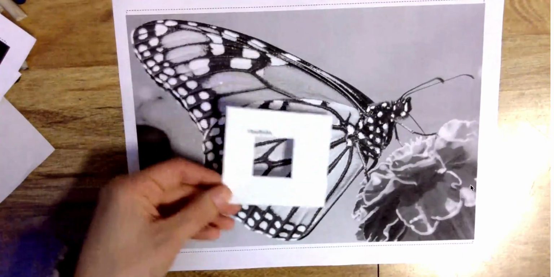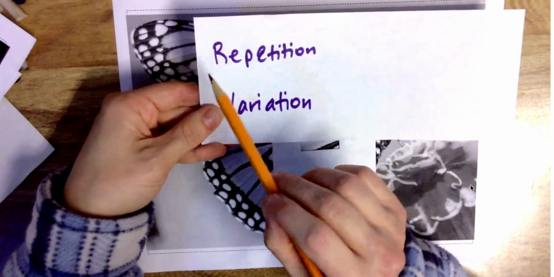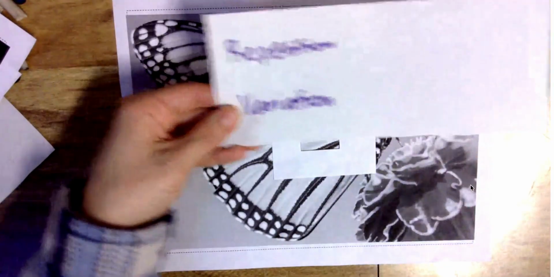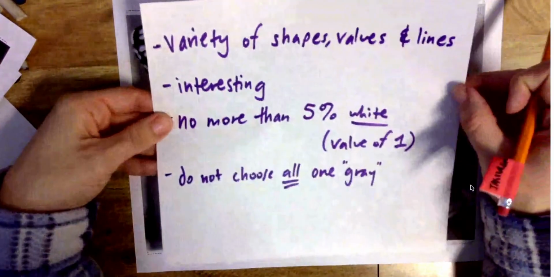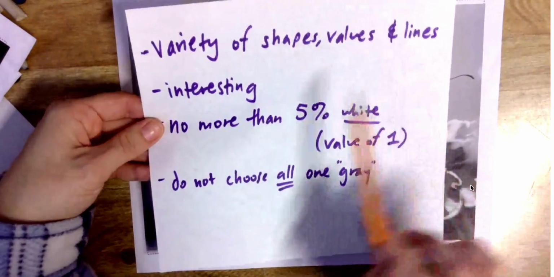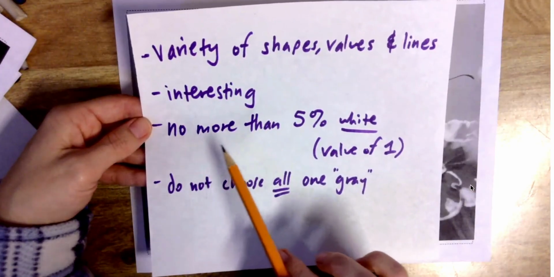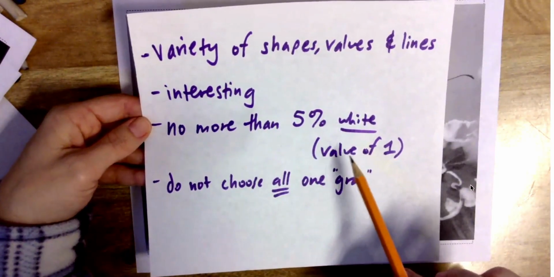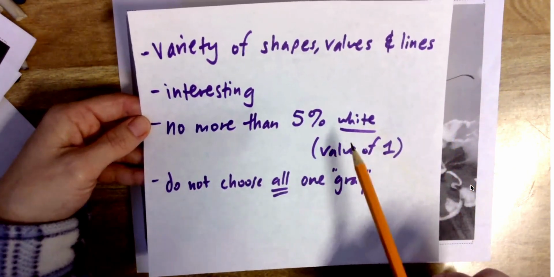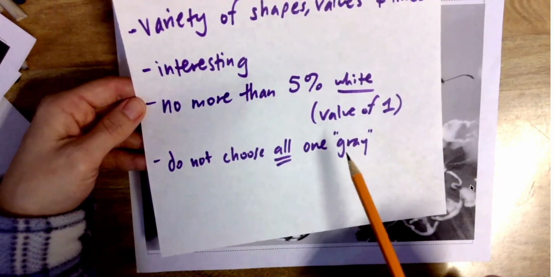Now, when we are selecting our squares, we want to think about repetition and variation. How can we show a sense of rhythm, things repeating, but how can we show a variety? So when we are choosing our squares, we're looking for a variety of shapes, values, and lines. Choose areas that look interesting. We shouldn't see more than 5% of white. That is the value of 1. Now, there are some photographs that might not really have any areas of white. Please do not choose areas that are all one type of gray.